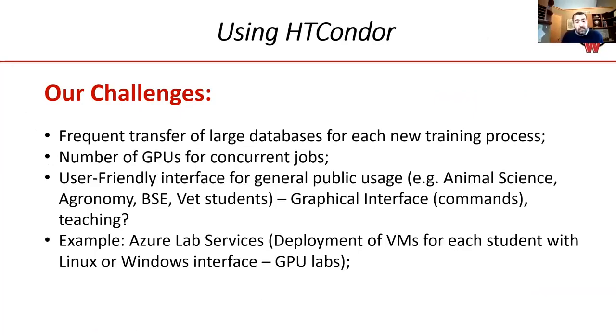At least talking to them, that's some of the challenge that we have with the size of the data set we are working with now. They mentioned also the number of GPUs for concurrent jobs. Sometimes it's a little limited, but I don't think that's a major problem. Probably the transfer of large databases is something that we see as every time that we need to transfer 200,000 images, it's always a lot.